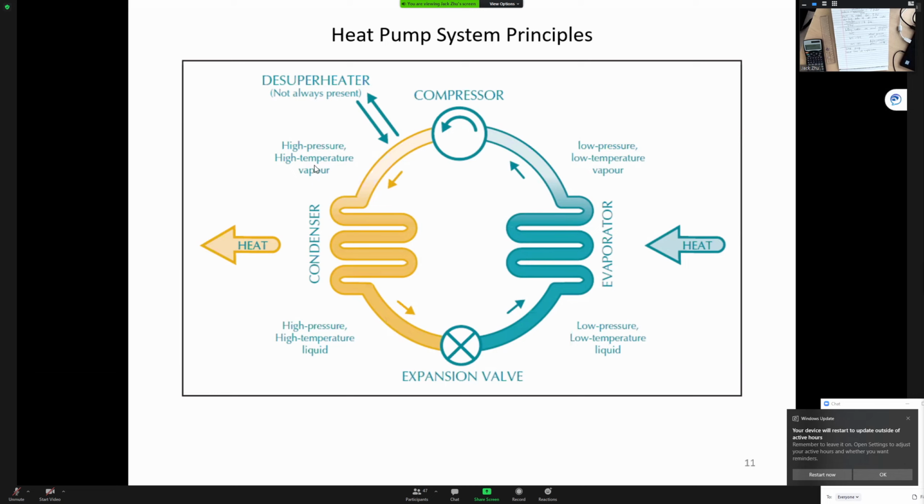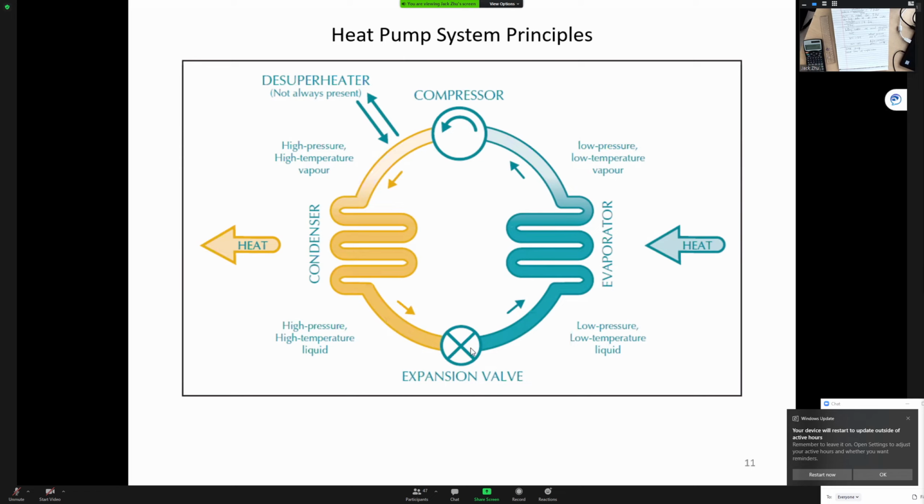So you will have a fan to push the air through the radiator, which has aluminum fins on it. Because they release lots of heat, when that high pressure, high temperature liquid goes through the expansion valve, the expansion valve controls how much liquid can pass through.